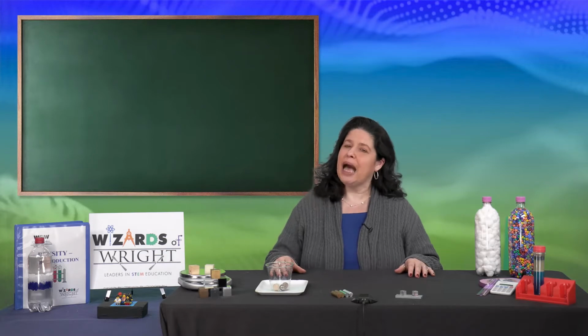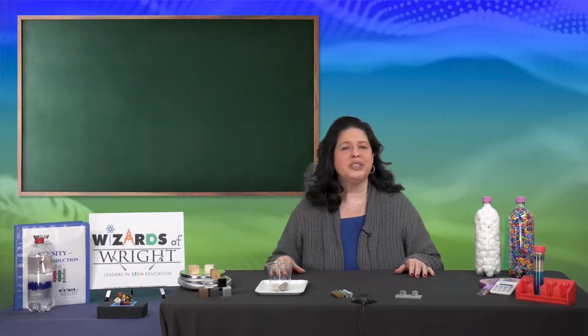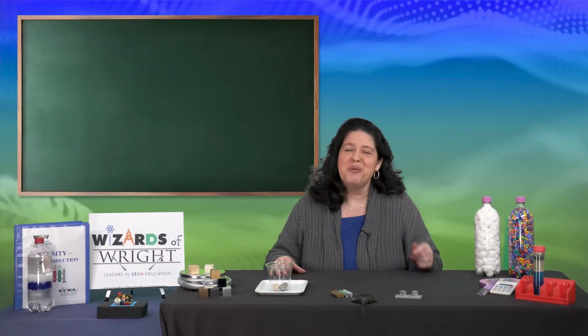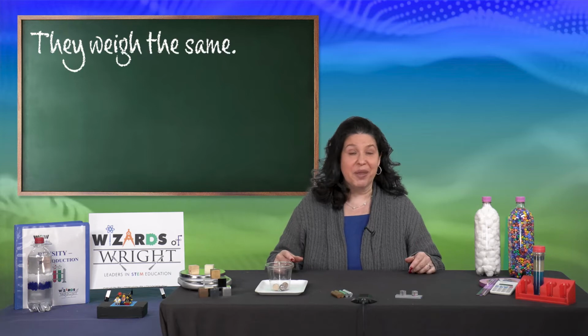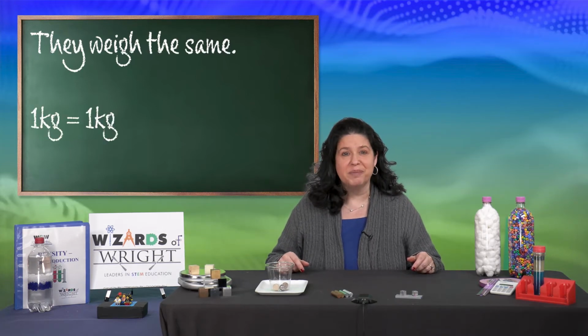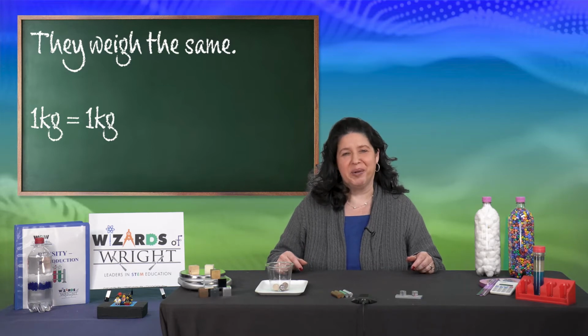Let me ask you a common trick question. Which is heavier, 1 kilogram of gold or 1 kilogram of feathers? You can't be tricked. Neither one is heavier. They weigh the same. 1 kilogram equals 1 kilogram, whether it's gold or feathers. They both weigh 1 kilogram.